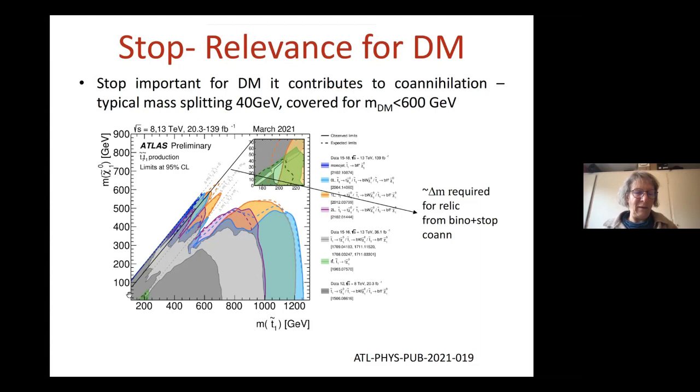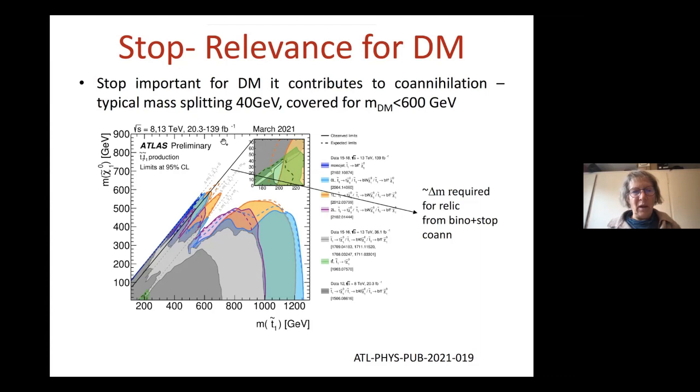If a signal would be found in this region, it wouldn't tell us that much about the dark matter properties. What is more relevant for dark matter is what I trace here, this black line. When you're along this line, there's an important contribution of the stop to the co-annihilation process. And what is very good is that you see that with the recent search, the sensitivity has improved quite a bit along this line, and now stop and neutralino masses close to 600 GeV are being excluded. So this is a brand new result with the full luminosity of run 2.